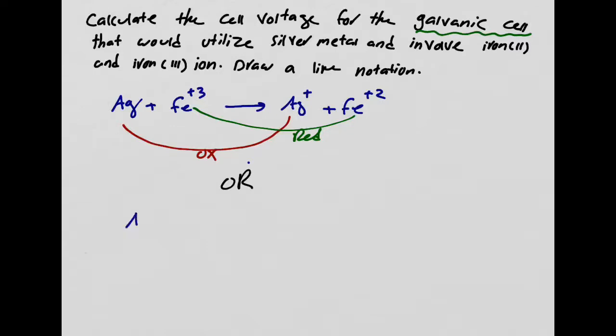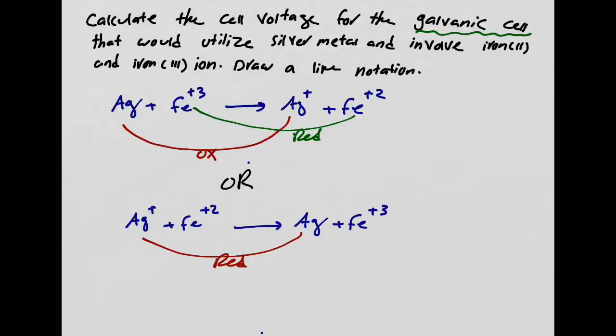How about I can also have silver getting reduced? I can have silver getting reduced, and then I can have iron getting oxidized. Again, I want to mention this one more time. Don't forget this. Oxidation, you become more positive. Reduction, you become more negative. So these are my options, right? These are my options. Now, which one am I going to go with?